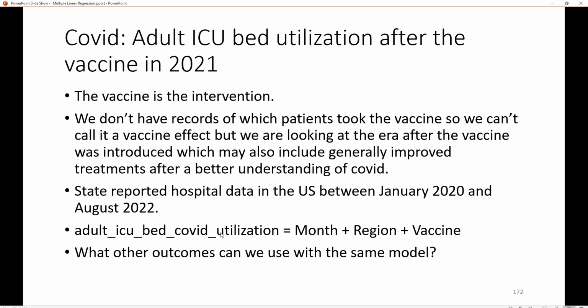And then from this analysis, we might ask ourselves, what other outcomes can we use with the same model? We know there are many different things that the vaccine could have impacted. We might say the vaccine has a better impact for certain things, but we can begin to test those to see how this model of month plus region plus vaccine can help explain that phenomenon that we're interested in.